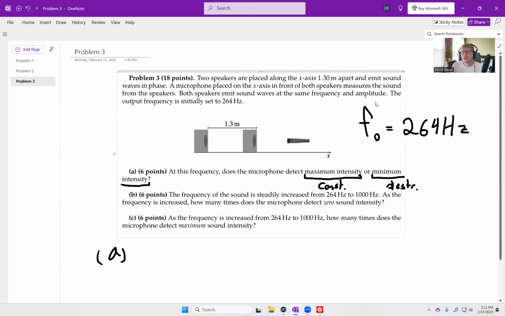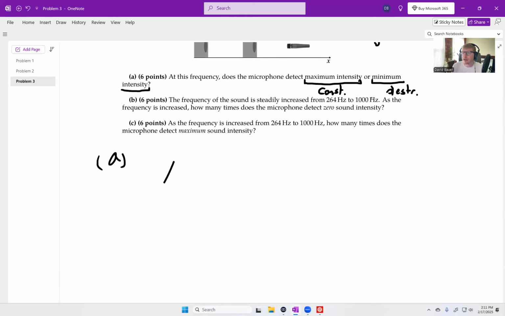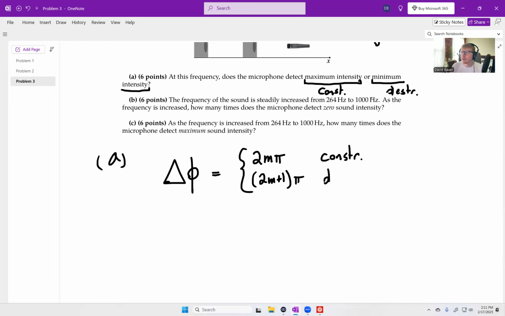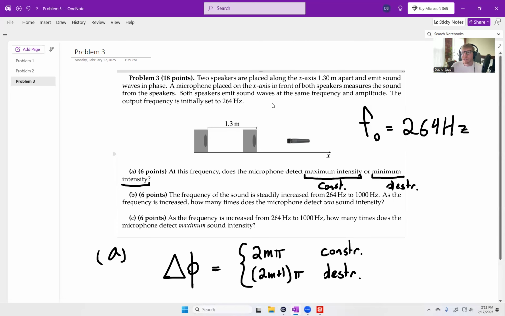So to determine whether we're going to have maximum or minimum intensity, there's two ways to think about this. One, we could calculate delta phi, and remember delta phi is going to be equal to an even multiple of pi for constructive interference, or it'll be an odd multiple of pi for destructive interference. Okay, so we could do that. But there's an even simpler way to do it.